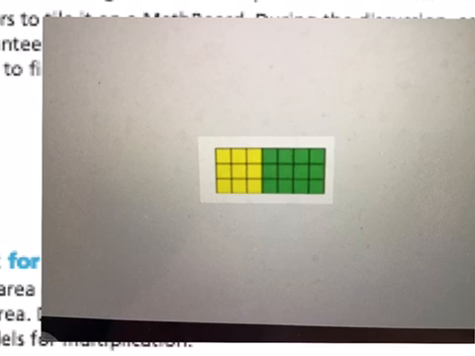So we're going to use this shape, and a couple of questions I want you to think about before we start: what is the area of this yellow shape, and what is the area of the green? We're also going to think about some ways to use addition to find the area of the rectangle, and ways to use multiplication to find the area of this rectangle. So let's start with using addition to find the area of this rectangle.